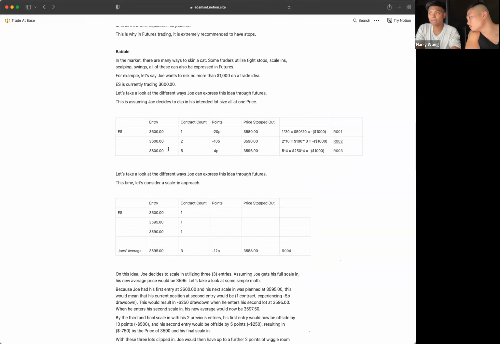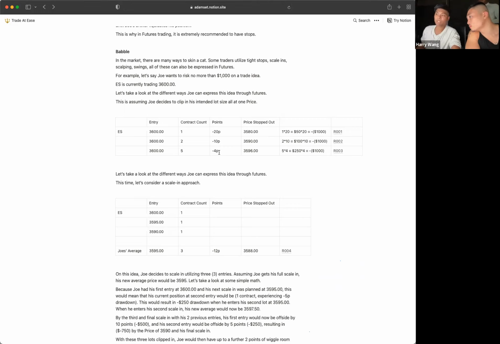The last example I want to go over is, let's say Joe really wants to clip in on this idea. He wants to go in with 5 contracts, and he still only wants to risk $1,000. This would result in only a 4-point wiggle room for Joe to work with, resulting in 3596 to trade to stop him out.